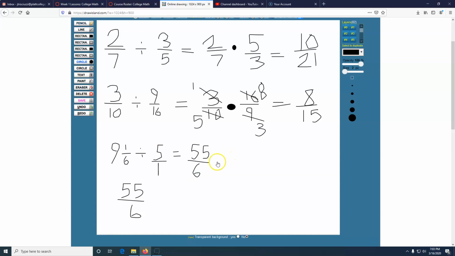We're going to change and flip. 55 and 5 both have 5 in common, so we cross them out. We leave behind 11 here, leave behind 1 here. Our final answer is 11 over 6.